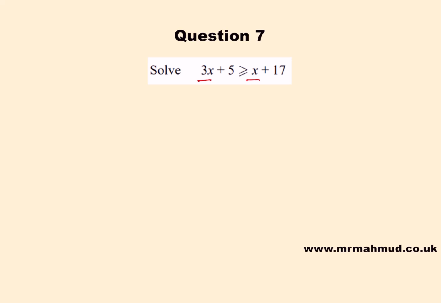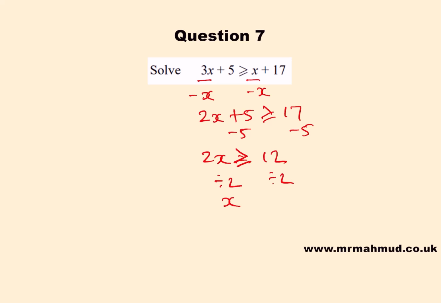We have x on both sides. So we're going to minus x from both sides. That'll leave it with 2x plus 5 greater or equal to 17. Minus 5 from both sides. 2x is equal to, well, not equal, greater or equal to 12. Divide by 2 both sides. x is greater or equal to 6.